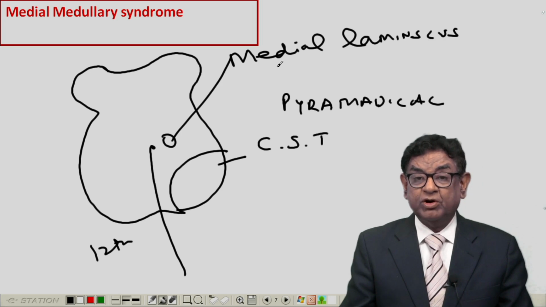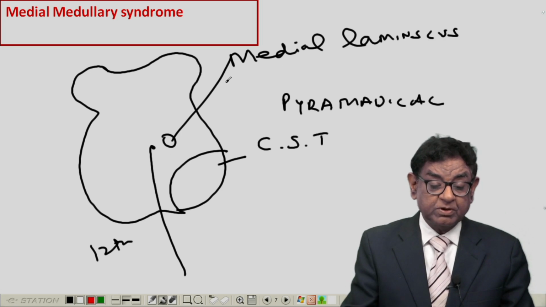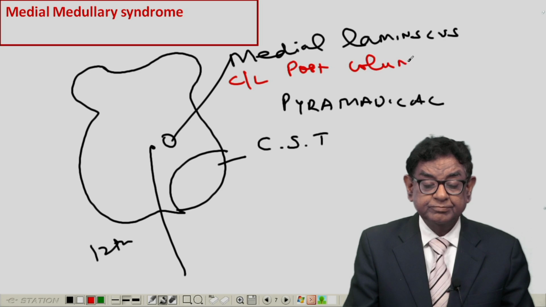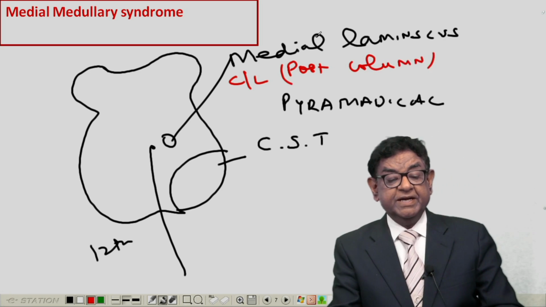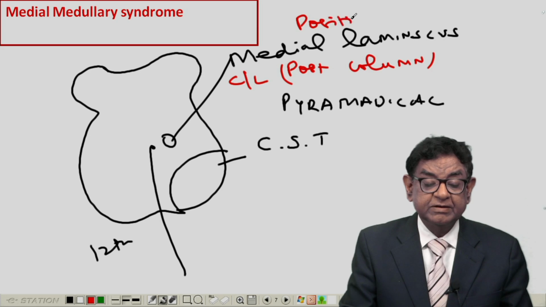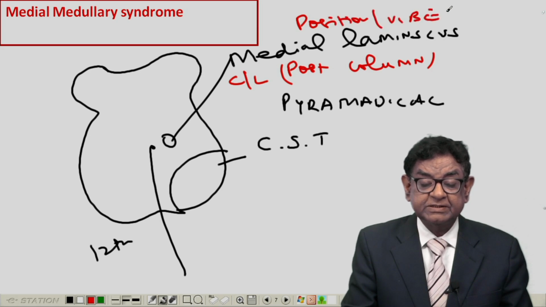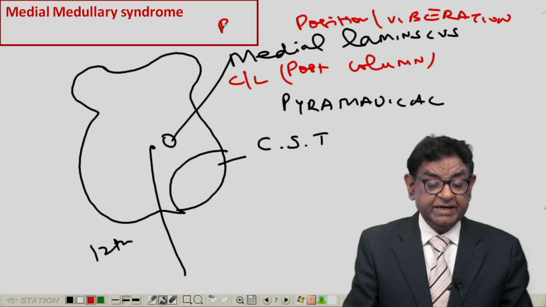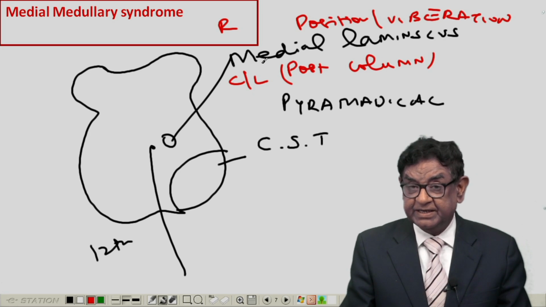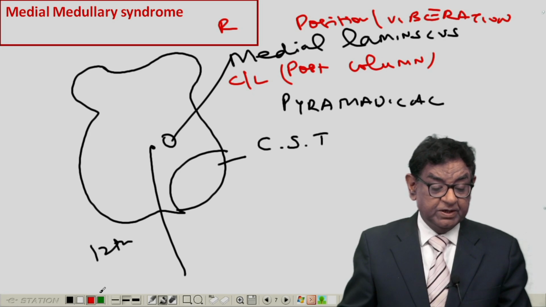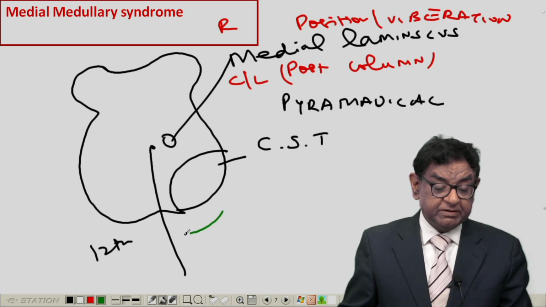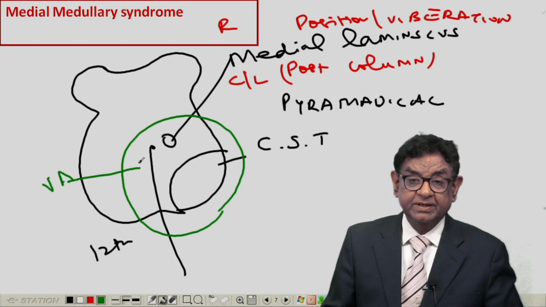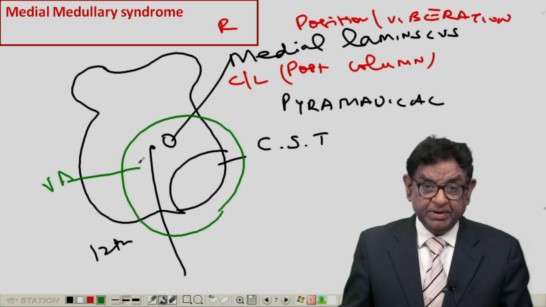This medial lemniscus is the continuation of the contralateral posterior column. That means they will contain position, vibration sense from the contralateral body. So if it is the right-sided medial lemniscus, it contains left-sided position, vibration sense. With this background, now this part of the brain is supplied by a direct branch from the vertebral artery, and this lesion is known as medial medullary syndrome.